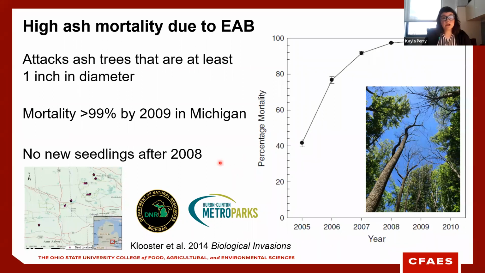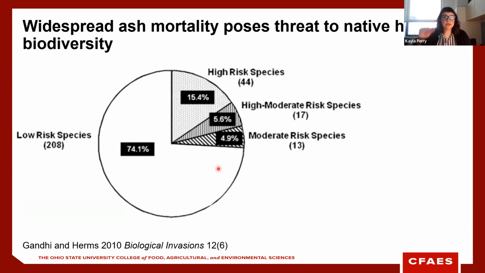And really importantly, we saw no new seedlings after 2008. So we don't see much regeneration shortly after this substantial mortality. We're getting these gaps that are being created pretty widely throughout the forest. And so one of the things that our research group was interested in was, well, what threats might this widespread mortality pose to native herbivore biodiversity?